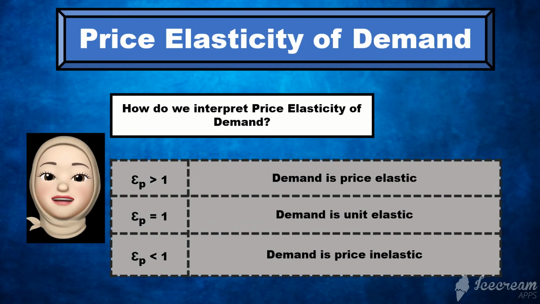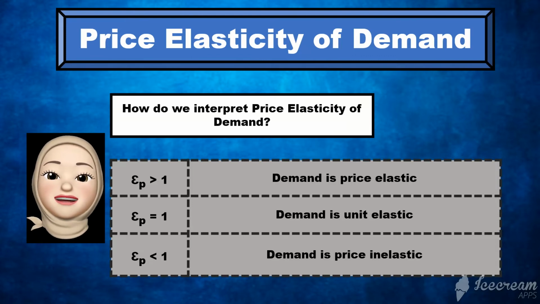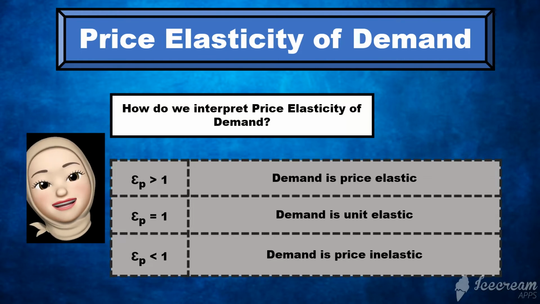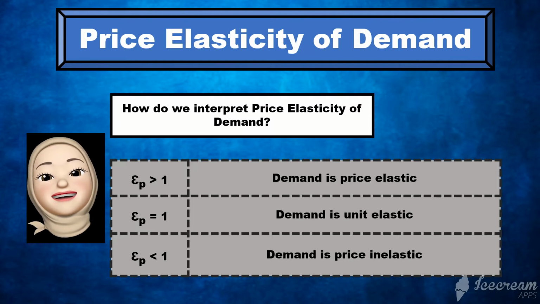The first one is elastic, where the price elasticity is more than 1, so the demand is price elastic. When the price elasticity equals 1, the demand is unit elastic. And the last one, when the price elasticity is less than 1, the demand is price inelastic.